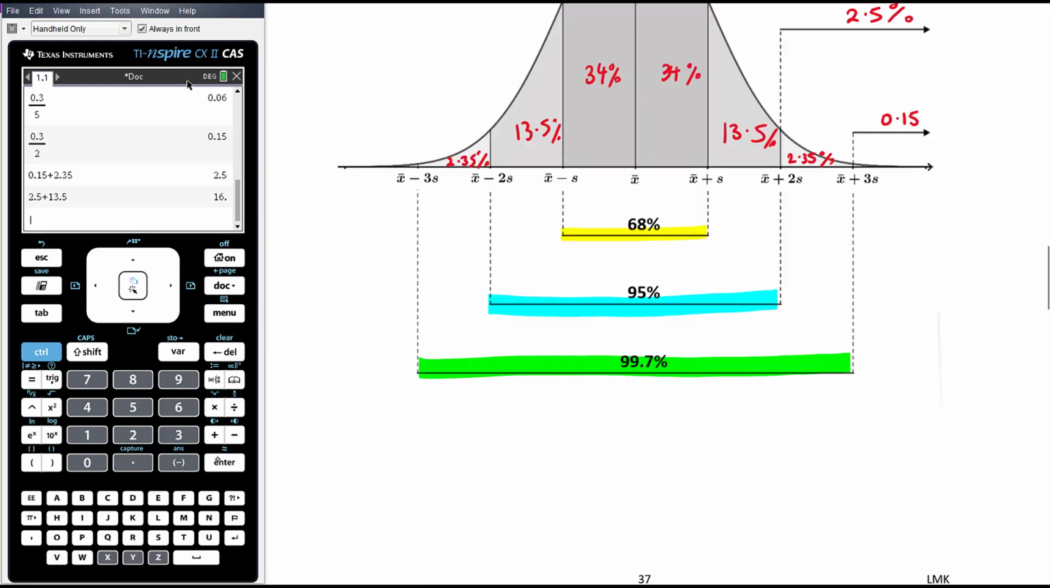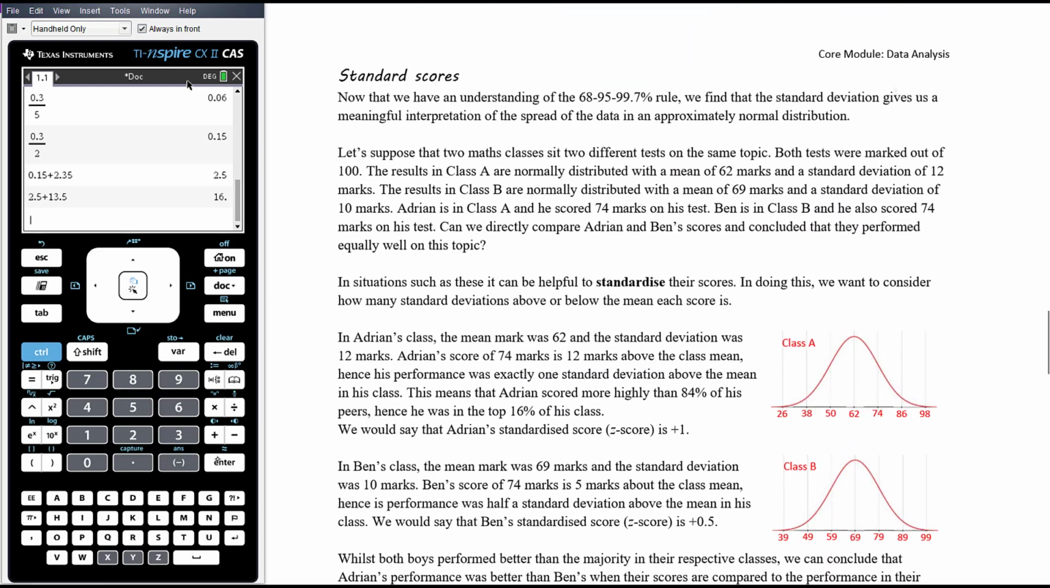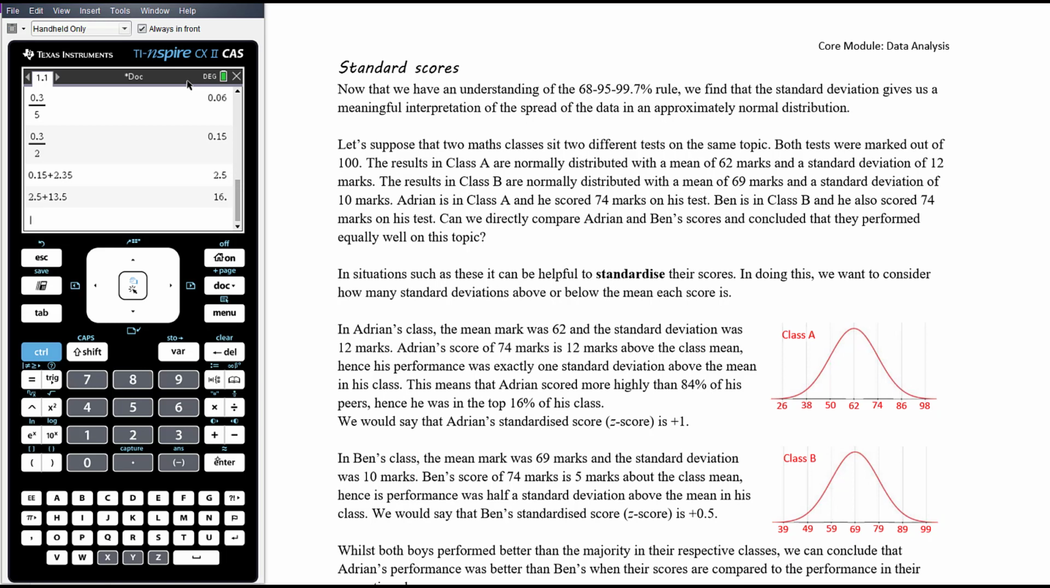Okay, the next thing we want to talk about here is standard scores. So now that we have an understanding of the 68, 95, 99.7% rule, we find that the standard deviation gives us a meaningful interpretation of the spread of the data. So it tells us, right, okay, 68% of the data is between here and here, 99.7% of the data is between here and here, etc.